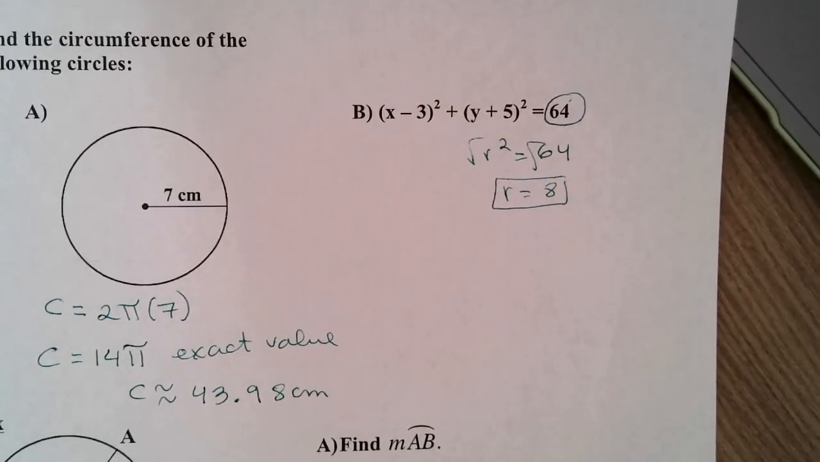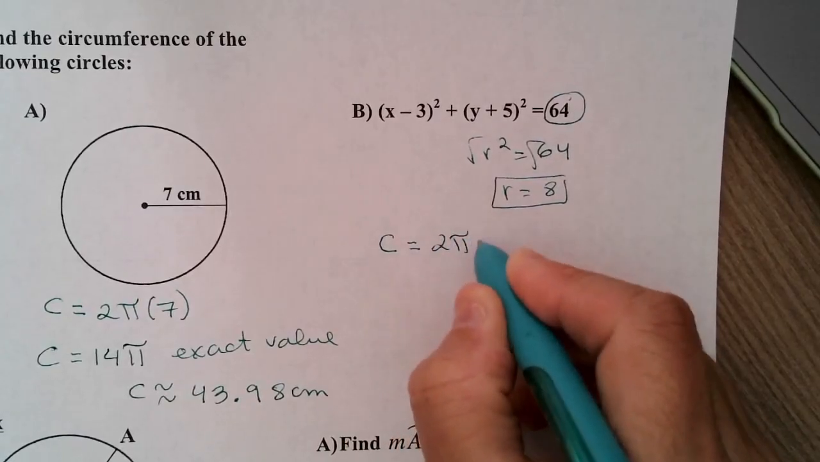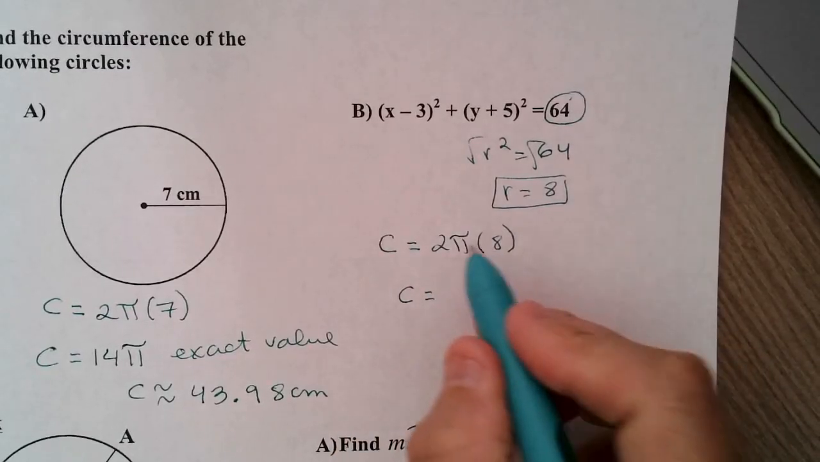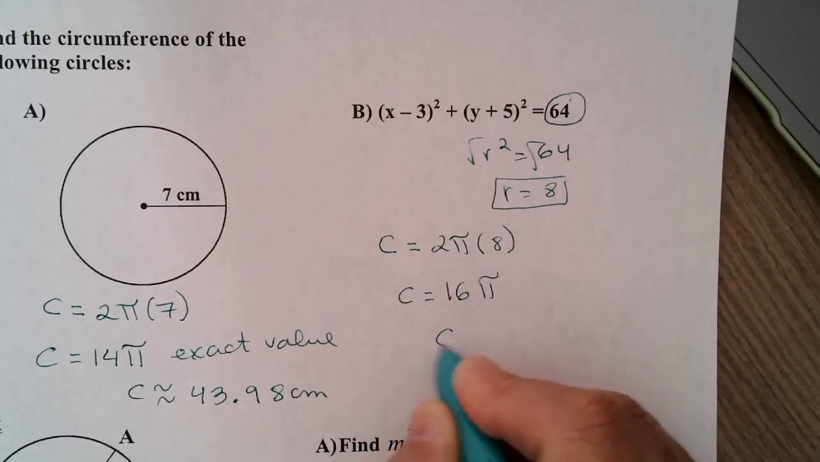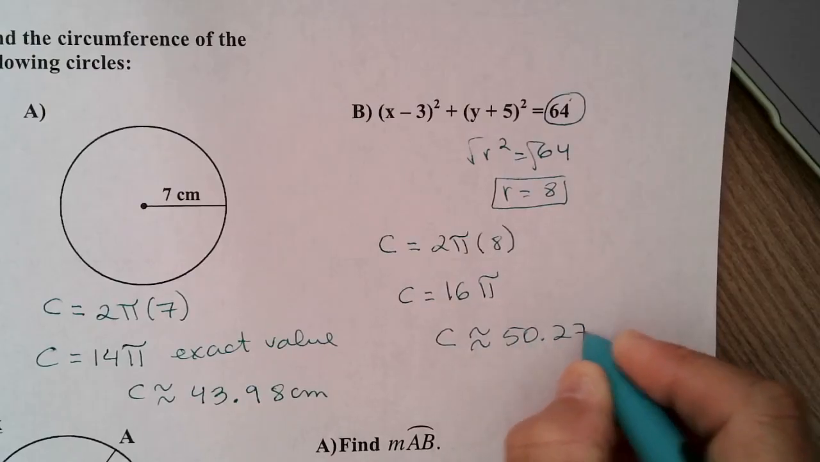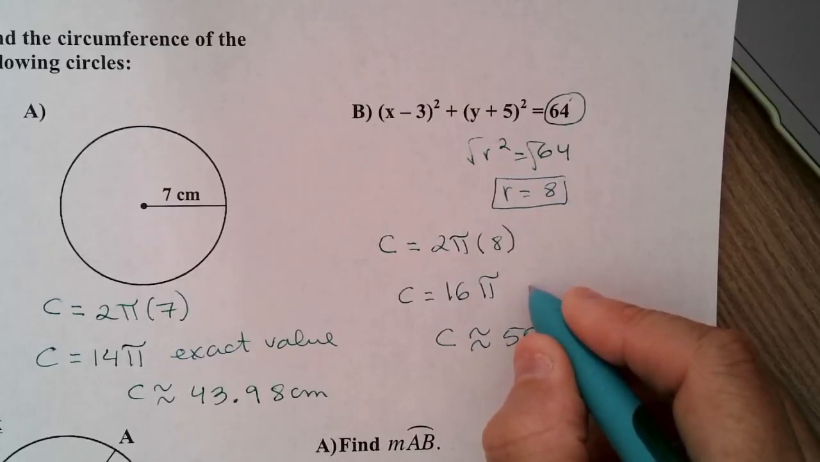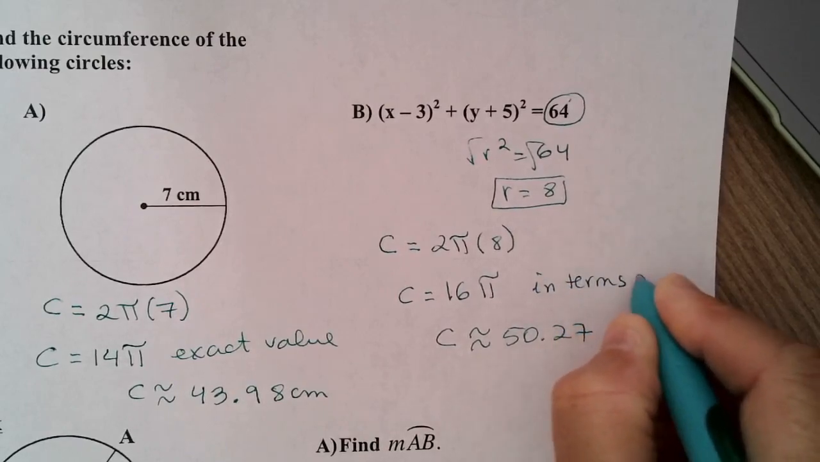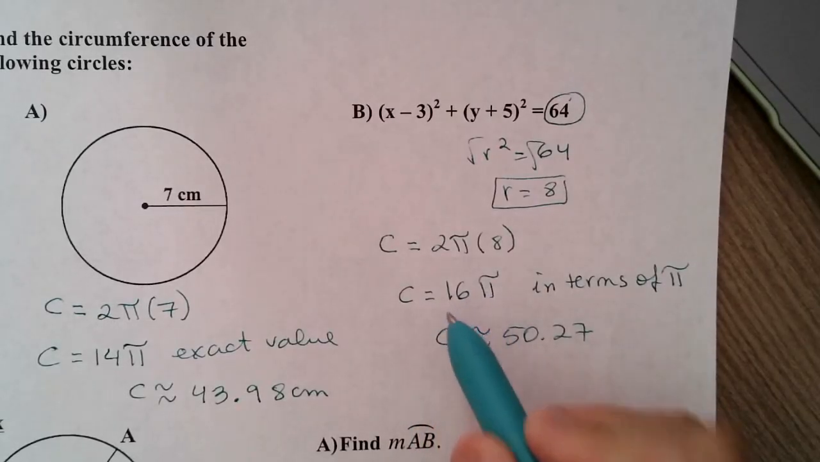So now we have the r, and we're able to find the circumference using 2 pi r, that is 8. Again, the exact value would be 2 times 8, which is 16 pi, and the rounded value is 50.27. You can also say, give me your answer in terms of pi. That means you leave the pi and then you just multiply the numbers.